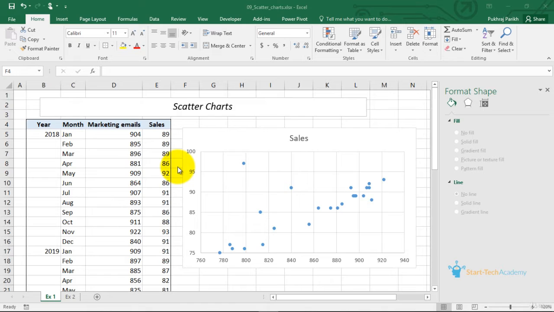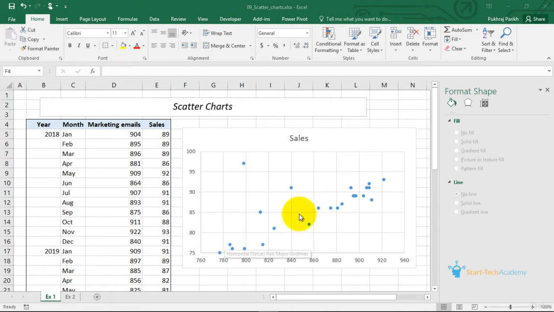To find that relationship, I can plot a scatter plot of these two variables. So on the x-axis, I can take marketing emails, and on the y-axis, I can take the sales value, and each point will be x comma y. So 904 comma 89. When you plot each individual point like this, the whole plot is called a scatter plot.